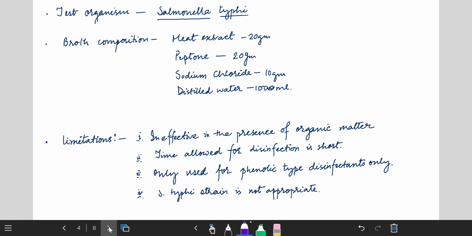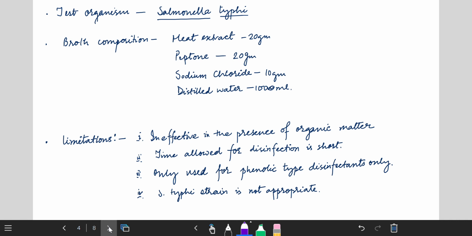Now, how is the broth prepared? Dissolve the solids in distilled water, then add a sufficient amount of sodium hydroxide. Why is sodium hydroxide added? To neutralize the solution. Then boil it. After boiling, filter it while hot. Then adjust the pH of the broth to 7.6 with normal HCl. After that, sterilize using an autoclave. Then do a final filtration, and the broth is ready.